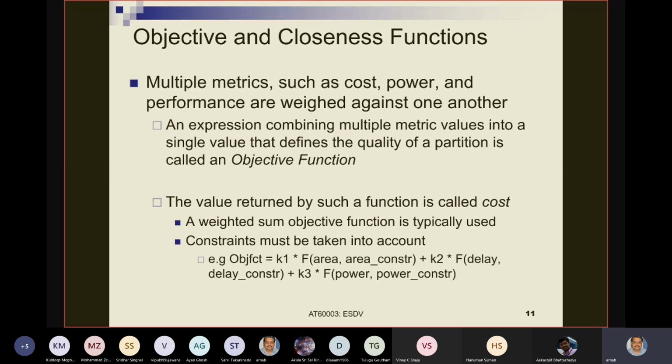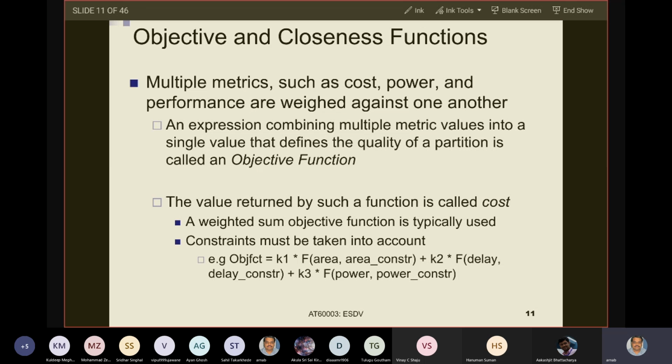Now, this is not all. You also need objective functions. What do you want? As I said, you may want an objective function which is a combination of the area, delay, power, cost, etc. to be optimized. That will be given by the objective functions of the partition. So what is the objective of partition? Multiple metrics such as cost, power, and performance are weighed against one another.